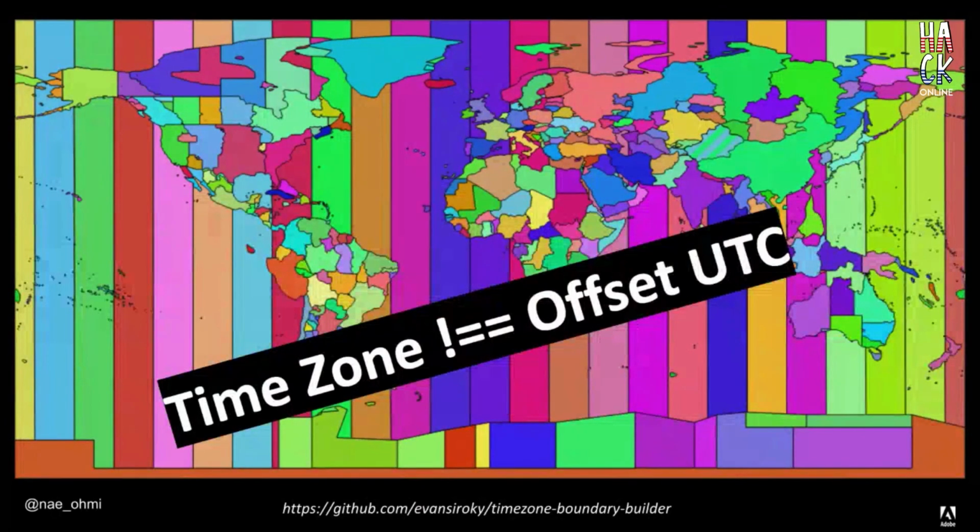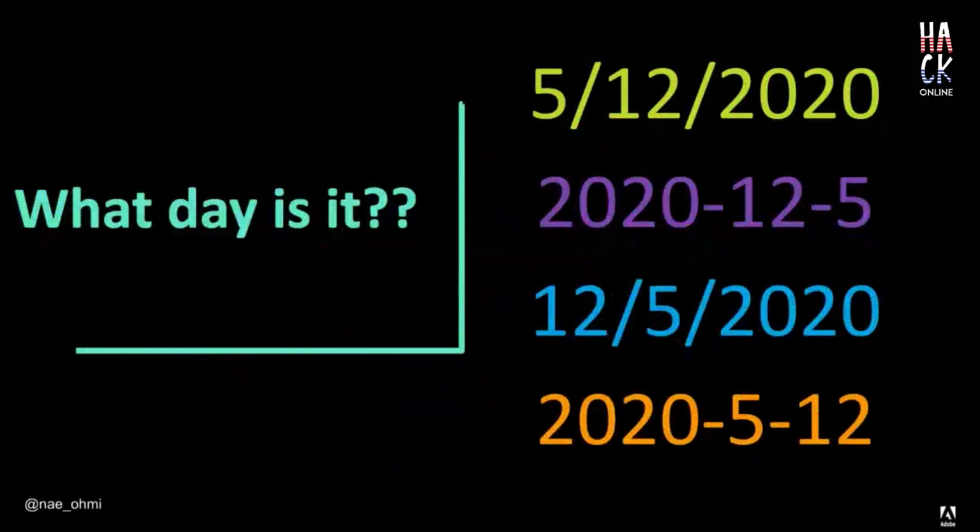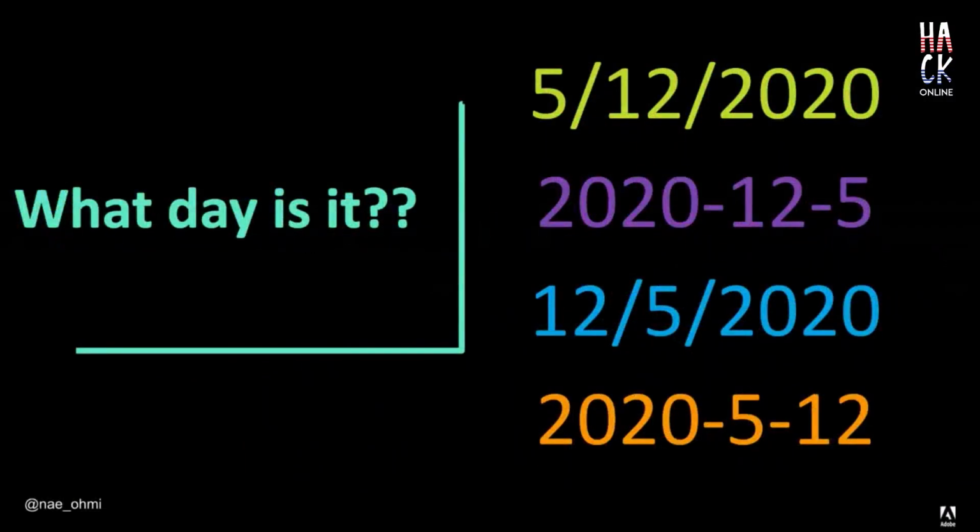I find time zones fascinating. And then the dates, right? So what day is it today? It depends on where you're asking. In some locations or some languages, this could be May 12th, 2020. In some places, this could be December 5th, 2020. And that's something you want to be intentional about and not confuse your users.